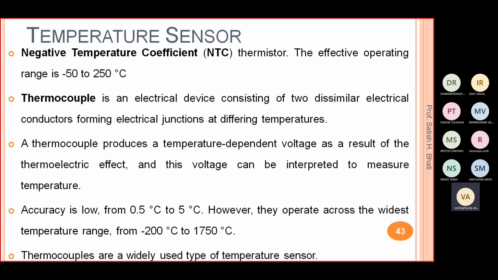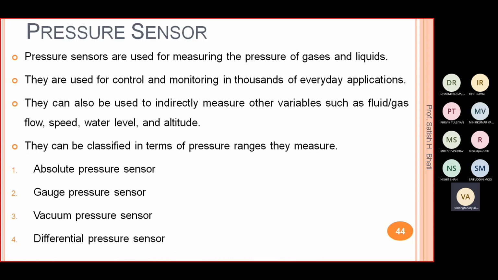They have different specifications, so they are used in different environment conditions or different applications, right? Then we have seen the pressure sensor. Pressure sensor, like temperature sensor, also has different types or classes. Some classes I have listed here: absolute pressure sensor, gauge pressure sensor, vacuum pressure sensor, and differential pressure sensor. Most of the pressure sensors are a kind of differential pressure sensor.